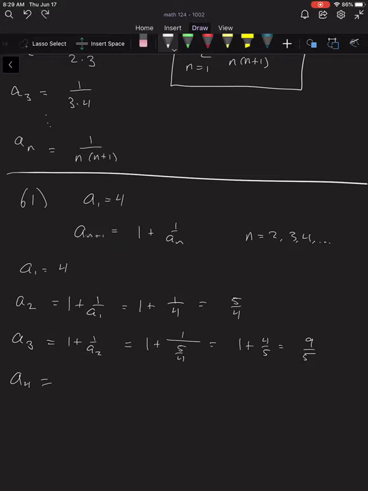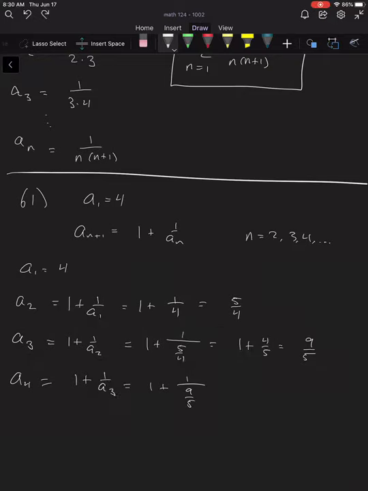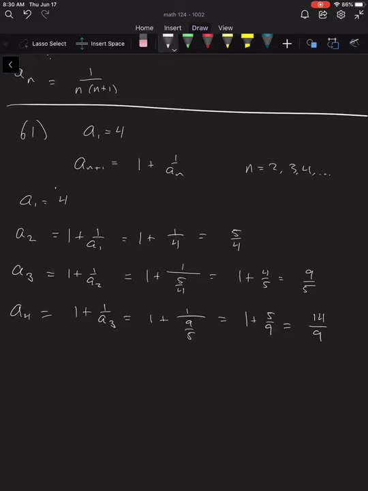So if we plug N equals 3 now, this is going to be 1 plus 1 over A3, which is 1 plus 1 divided by 9 over 5, because A3, we just found that that's 9 over 5. So 1 plus 1 over 9 over 5, that's going to equal 1 plus 5 over 9, which is equal to 14 over 9. Okay, so from this we get the first 4 terms are going to be 4, 5 over 4, 9 over 5, and 14 over 9.